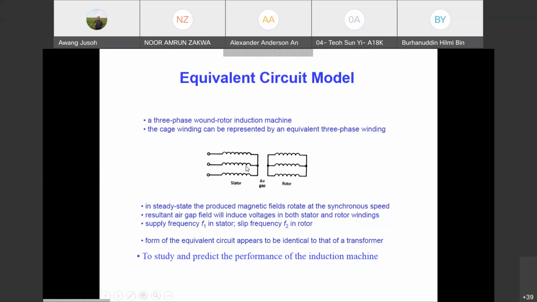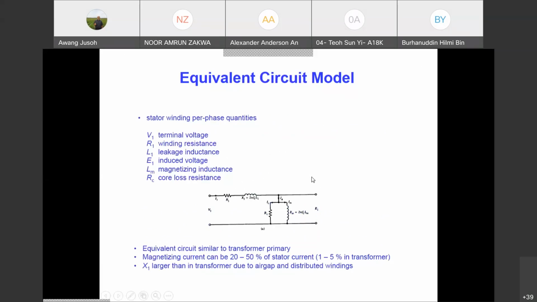So in order to analyze the machine, we need to find the equivalent circuit. We have done it before in the previous slide. Sometimes I just skip, I don't want to repeat. This is the stator part. We have V1 equal to I1 multiplied by R1 plus I1 multiplied by jX1 plus E_AG. Here they use the symbol E1 only, but it's equal to E_AG, the voltage induced, or you call it the back EMF of the stator.